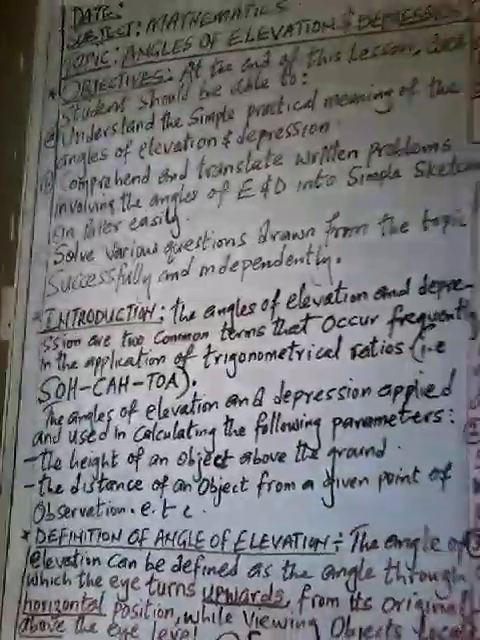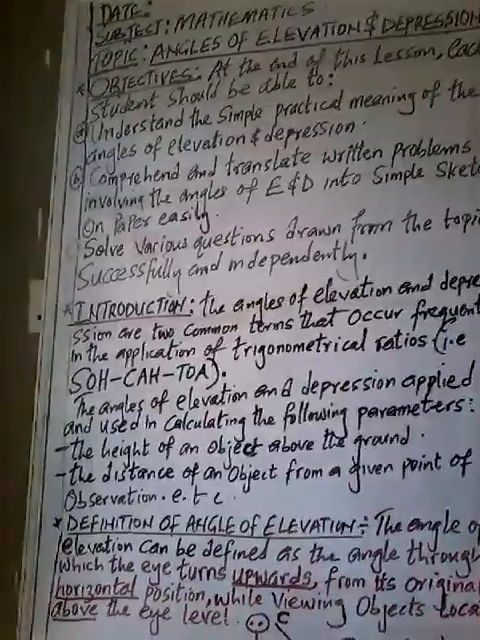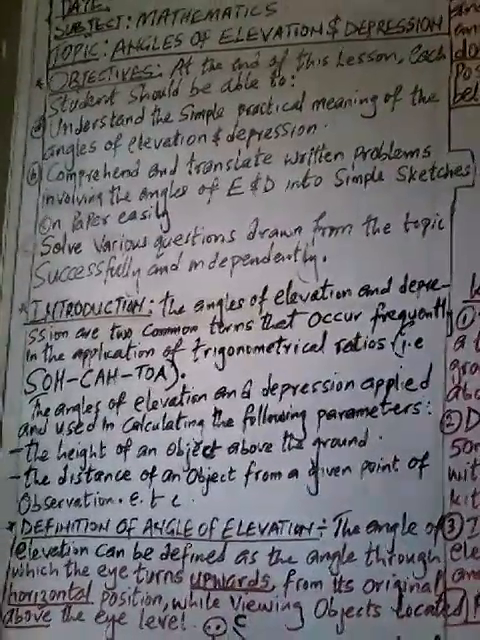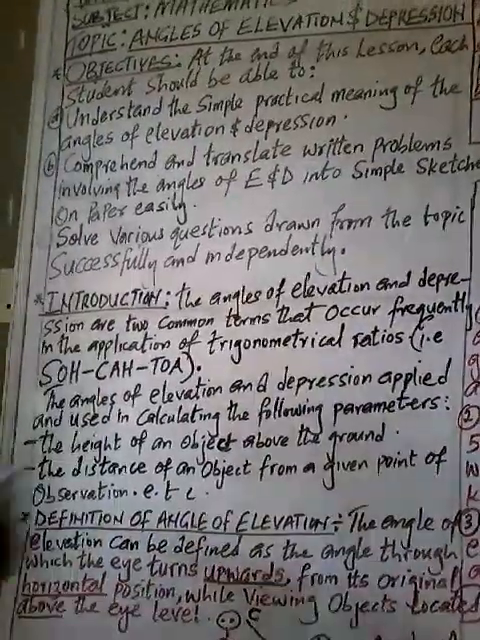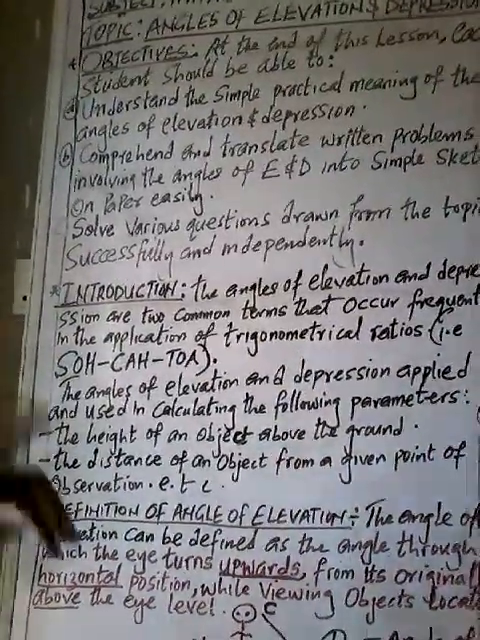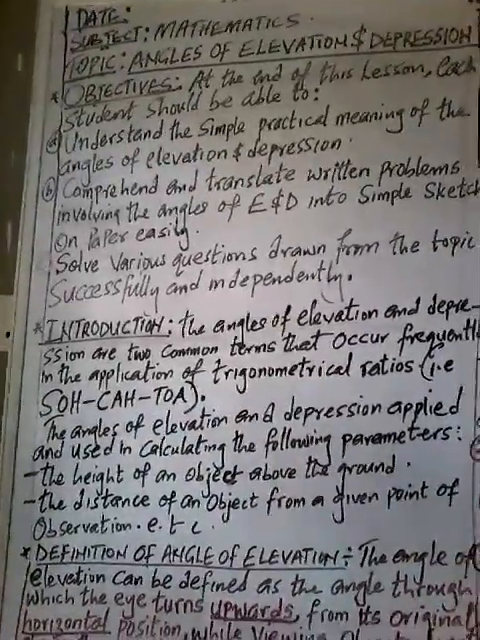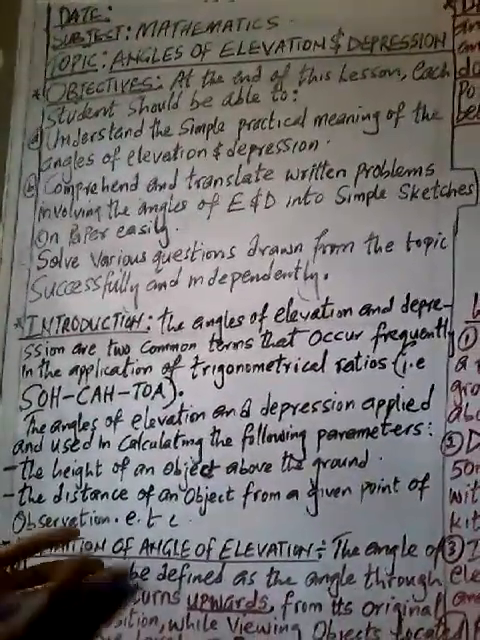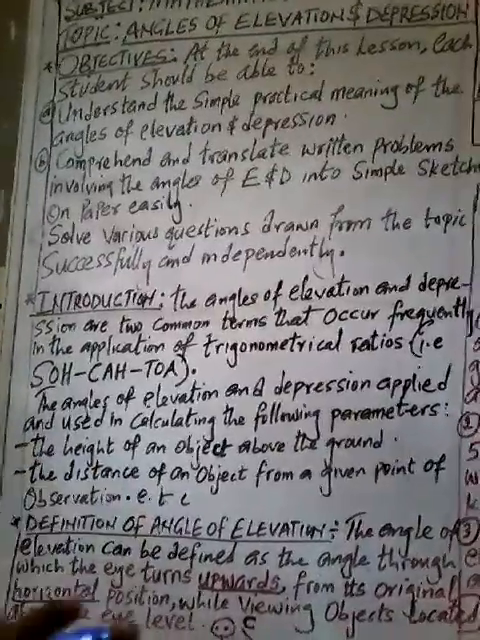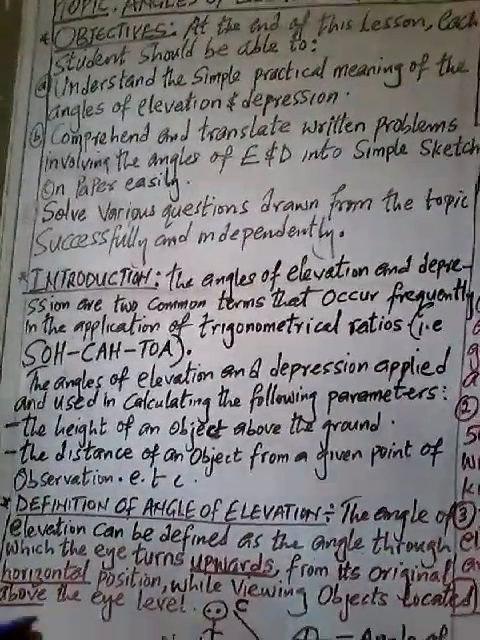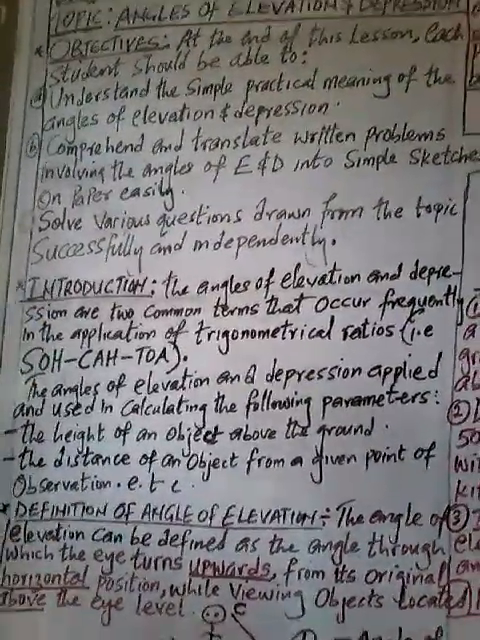Now, what are the objectives of this study? What are those things that you must be able to do at the end of this short lesson? Number one, you must understand the simple practical meaning of angles of elevation and depression, as simple as ABC. You must be able to understand the practical meaning of it, because it's not rocket science. It's what happens daily in daily life.